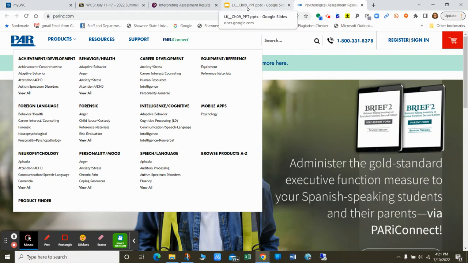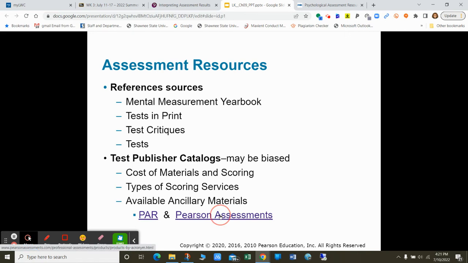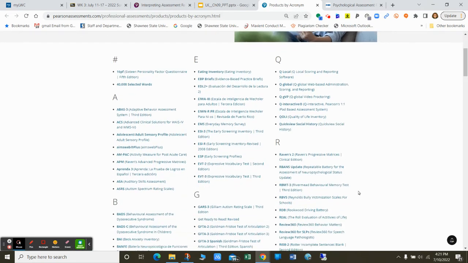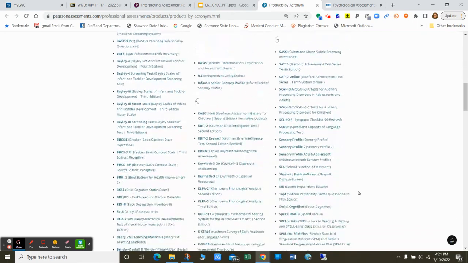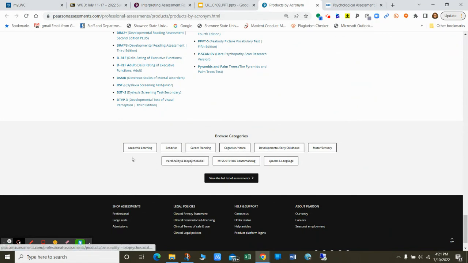I want to flip back over here. Actually, let's look at Pearson Assessments. Pearson has a lot more assessments. This is available, I think, in alphabetical order, the way that this is laid out. So you can see there's a lot of assessments here. I'm going to go down to the bottom because it has the categories here. So if you're looking for something academic, behavioral, personality, a lot of these things would be things that at the master's level you would be able to gain competency in.